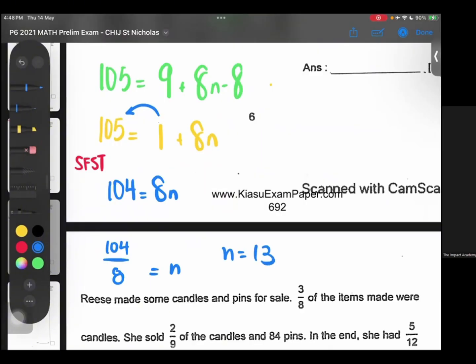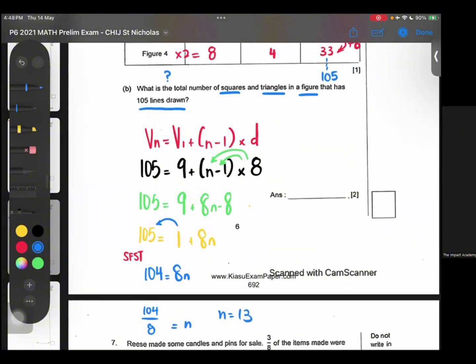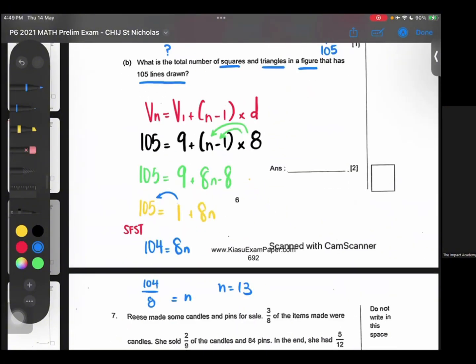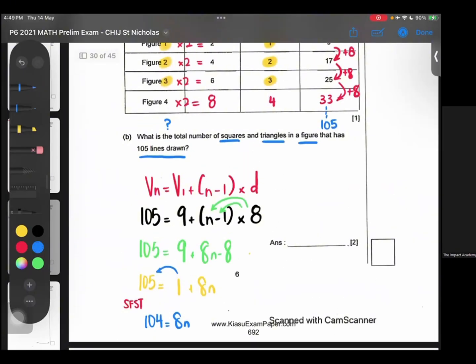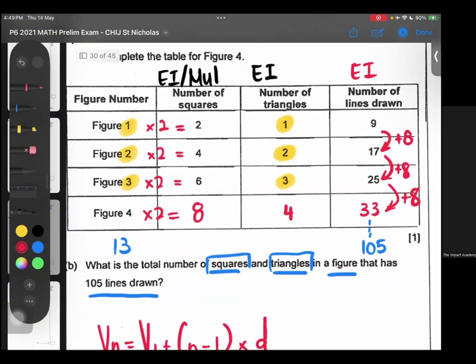You understand? This means that it is pattern number 13. Now, I'm not done, because the question is not asking us for which figure, though knowing the figure really helps a lot. The question asks us for the total number of squares and triangles. So I'm going to come back to this, and in order for me to do that, for the number of squares I just have to times 2. That means I get 26 squares.